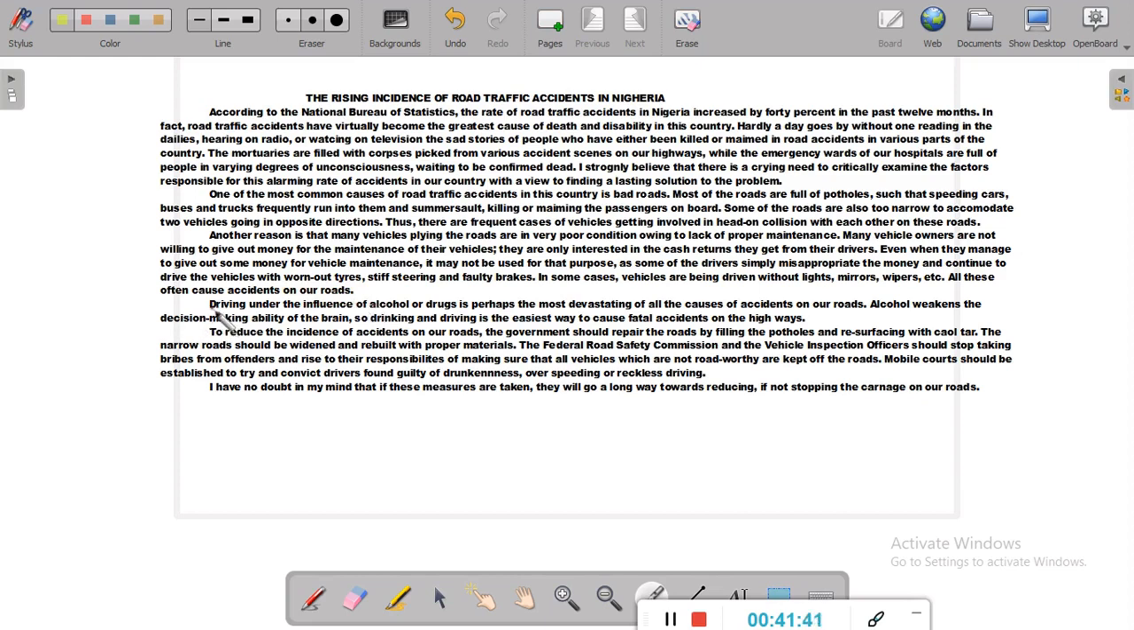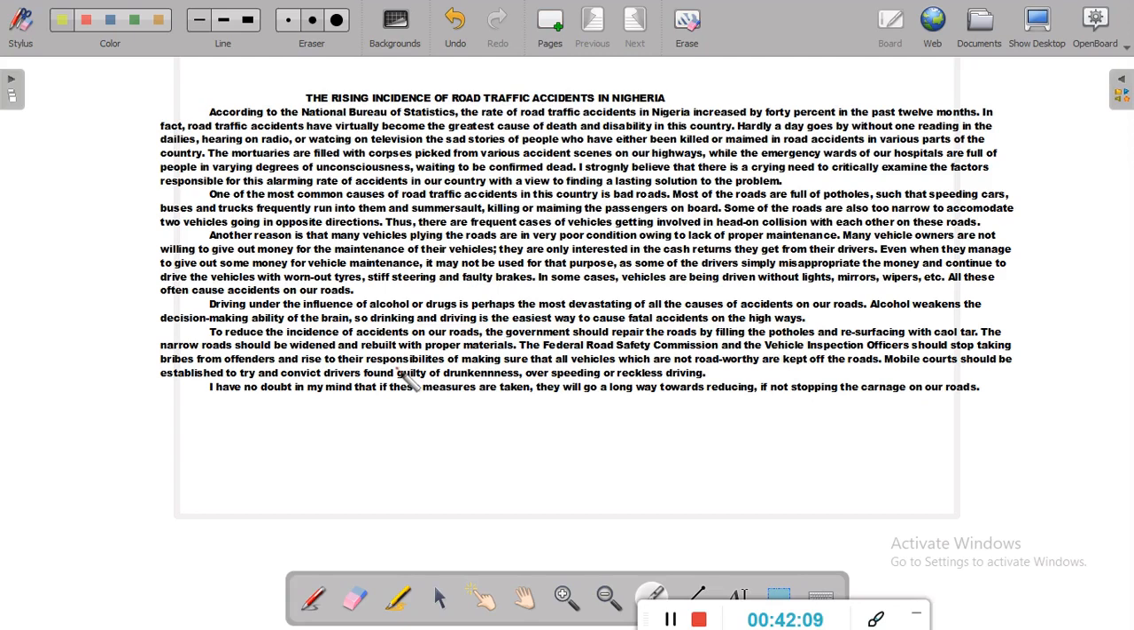Then our next point, driving under the influence of alcohol or drugs is perhaps the most devastating of all the causes of accident on our roads. Alcohol and drugs weaken the decision-making ability of the brain, so drinking and driving is the easiest way to cause fatal accidents on the highways.